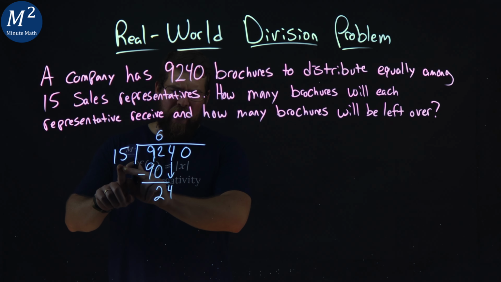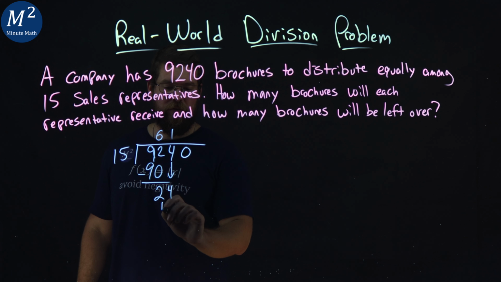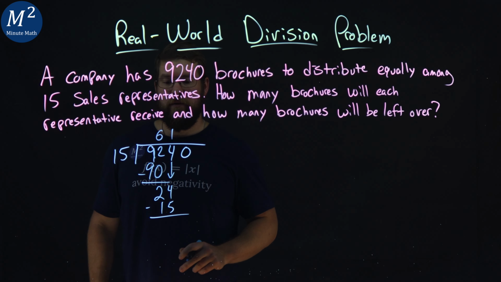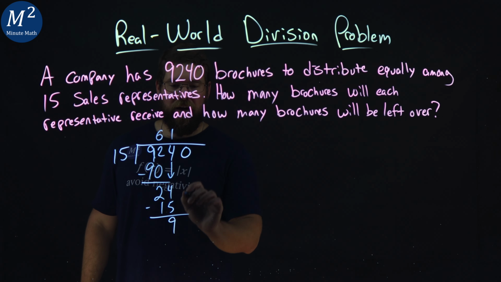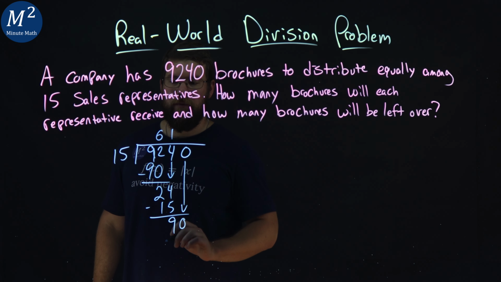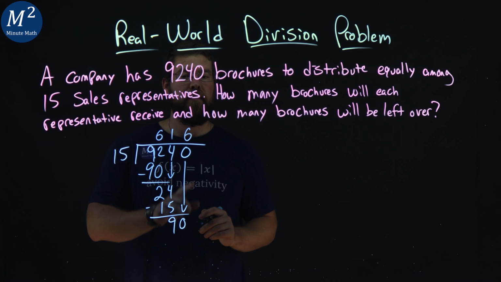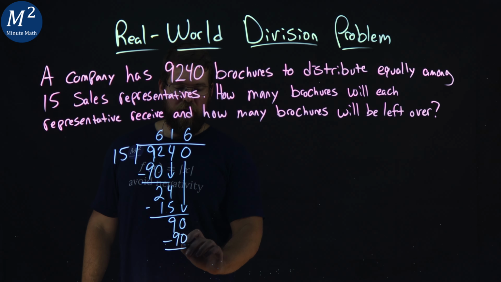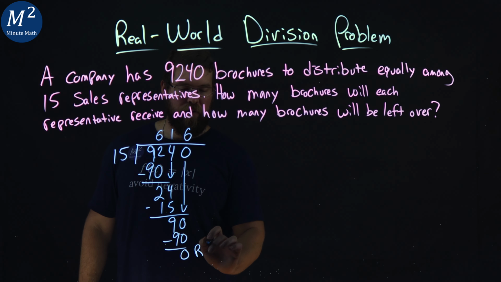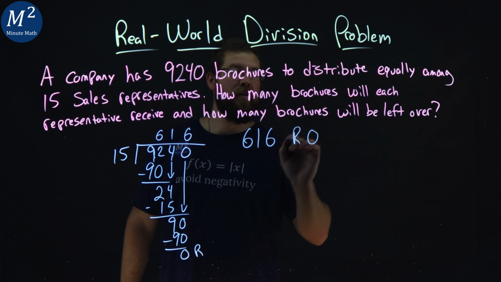Now, how many times does 15 go into 24? That's going to be 1 time. 1 times 15 is 15. Subtract them: 24 minus 15 is 9. Bring down the 0. And 15 goes into 90 6 times. 6 times 15 is 90. Subtract, and we get a 0. And that's our remainder. So our answer is 616, remainder 0.